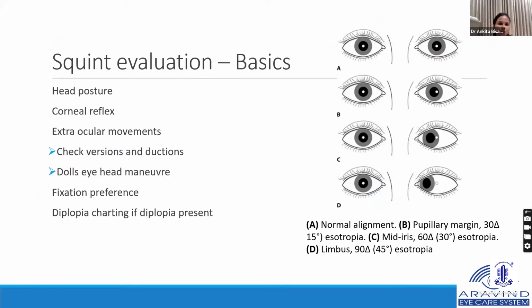In a walk-in clinic, we can actually do a basic squint evaluation. We can do a head posture. A corneal reflex can easily be done, and extraocular movements can be evaluated. Ductions, to emphasize, have to be checked. And a doll's eye head maneuver will help for an uncooperative child. Fixation preference can easily be checked in a walk-in clinic, and diplopia charting, if diplopia is present, can also be done.